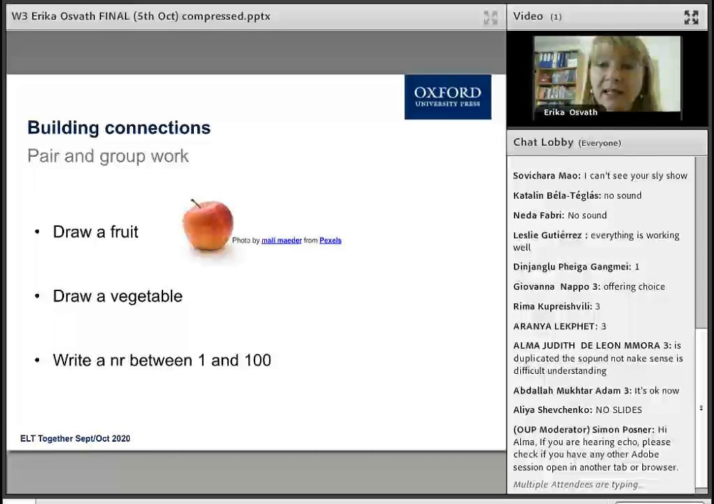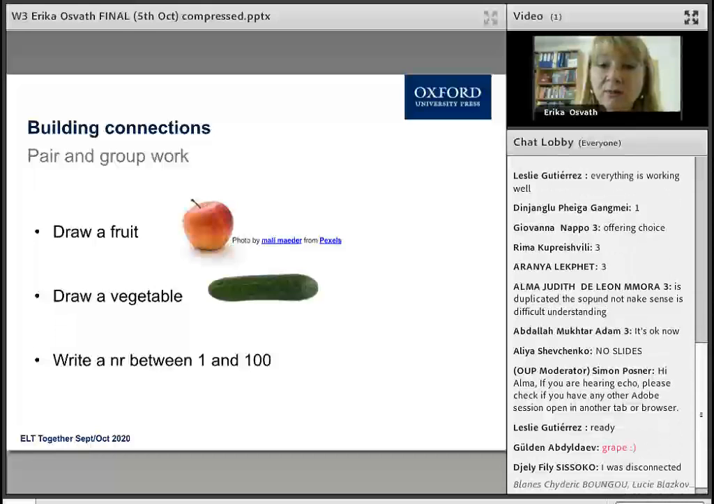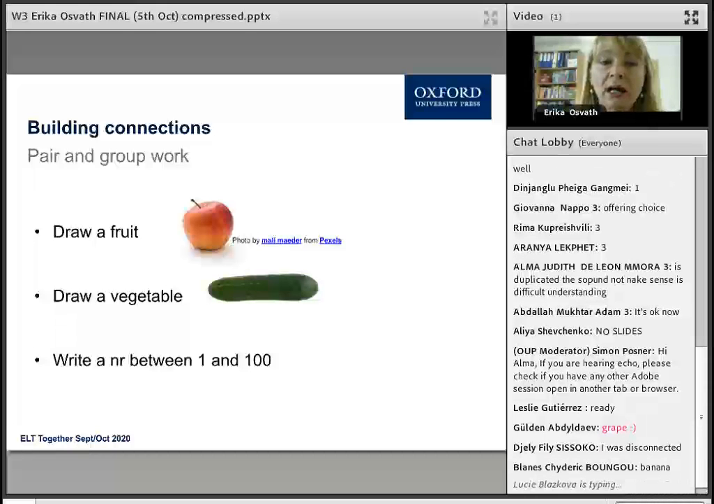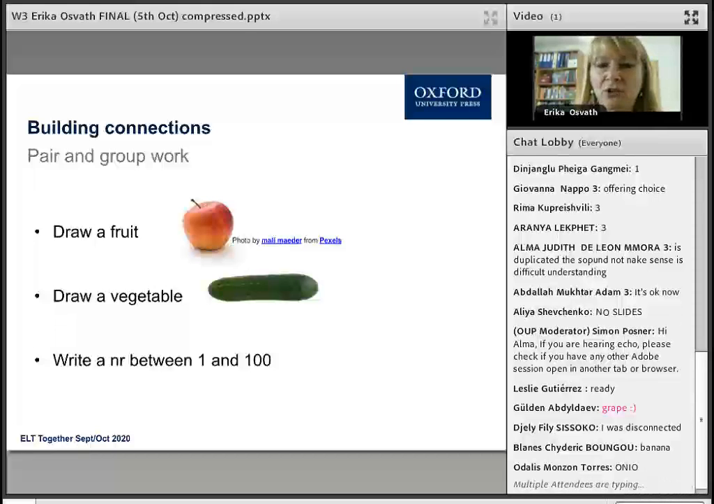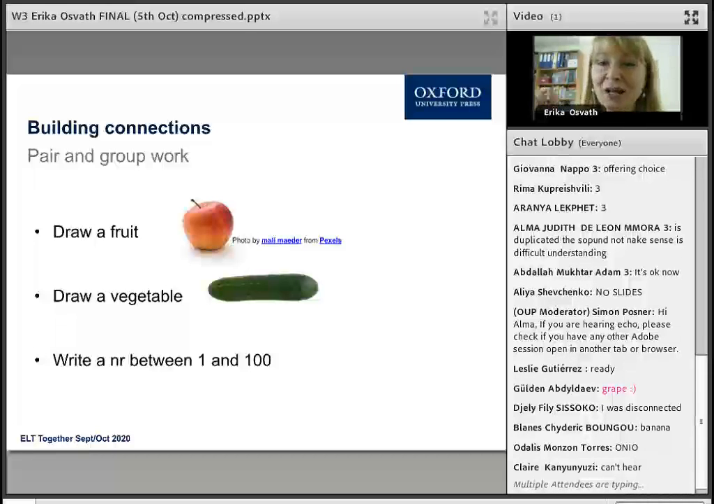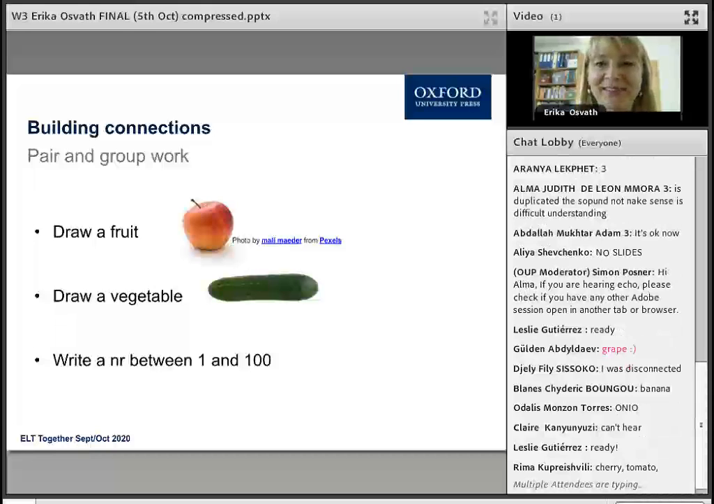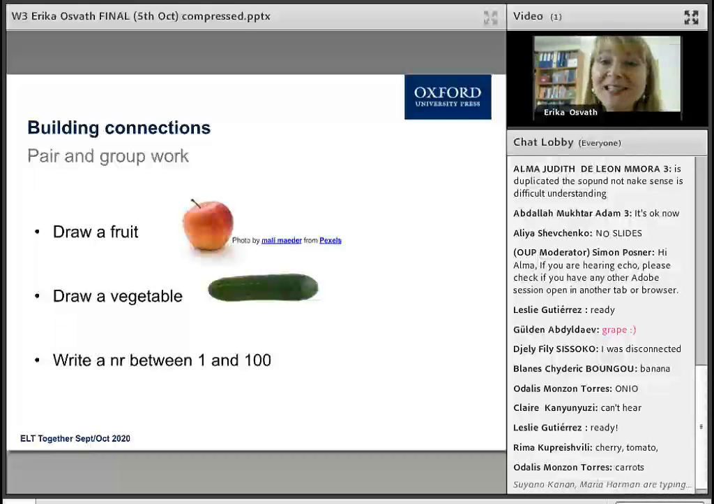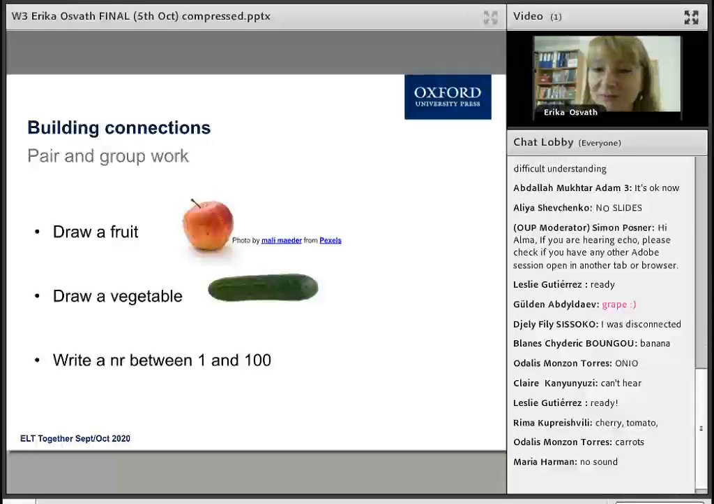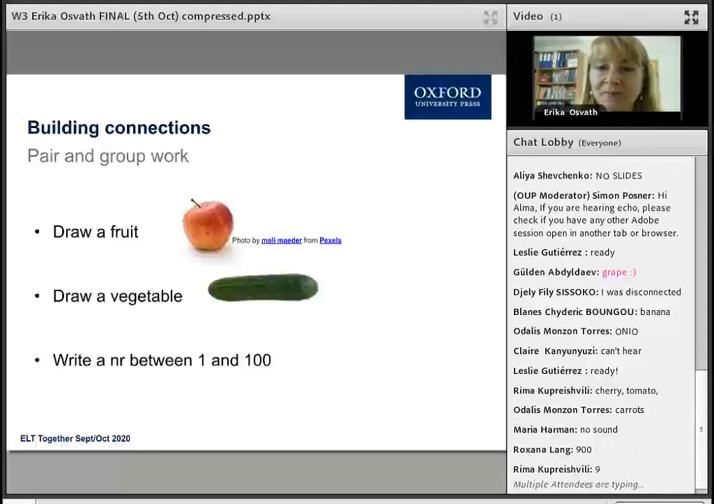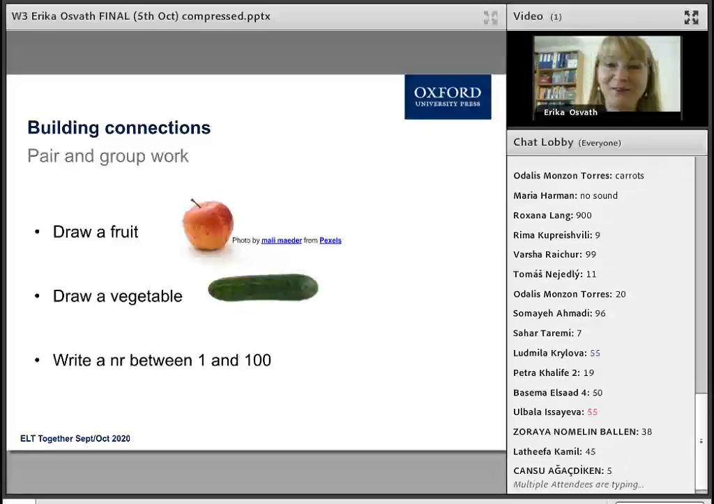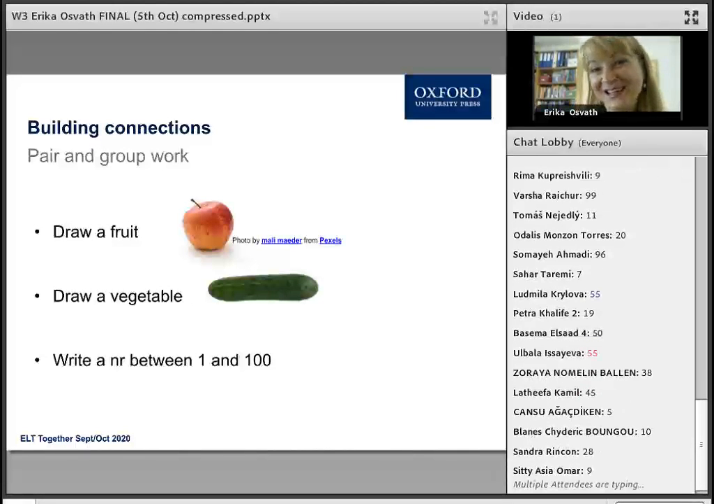Okay. Now, draw a vegetable, any vegetable. For example, I've drawn a cucumber, but you can draw either a cucumber or any other vegetable you would like. Don't type in the chat box, just draw. Okay, good. And now write a number between 1 and 100. Again, just write on your piece of paper. You can also write in the chat box if you want.